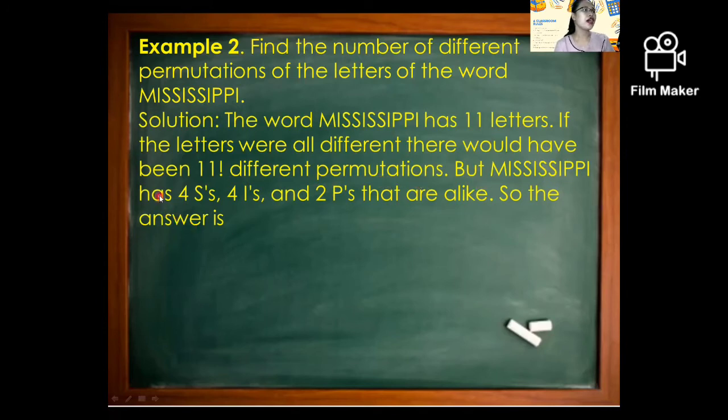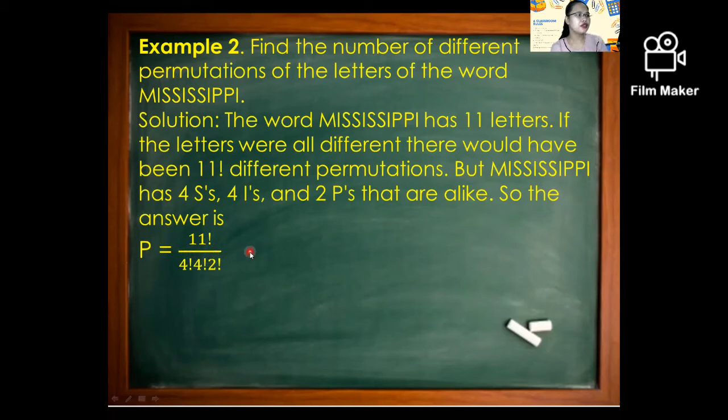But Mississippi has, may mga naulit. Ano yung mga naulit? Meron tayong apat na S, meron din tayong apat na I, ayan, at meron tayong dalawang P. Yan yung mga letters na naulit, o yan yung mga letters na pare-pareho. So the answer for this is simply distinguishable permutation, where N is 11 letters since that is the number of objects or letters. So you have 11 factorial.